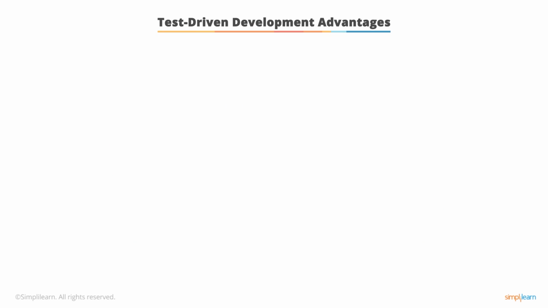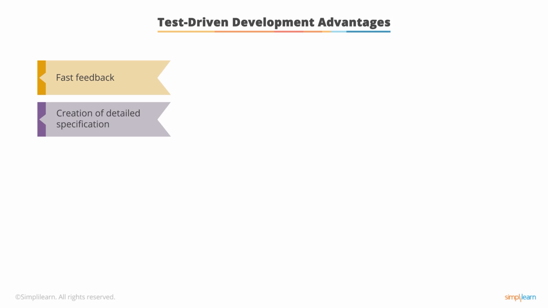Test-driven development advantages. There are many advantages to taking a test-driven development approach to the software development lifecycle. The biggest advantages are fast feedback. Developers are always running tests against the code, even before commits are made to source control. Thus, the feedback loop is immediate. Creation of detailed specification. Developers need a detailed understanding of how the code being written is supposed to behave in order to write the test that's the starting point of the development process. Thus, detailed specification is critical.